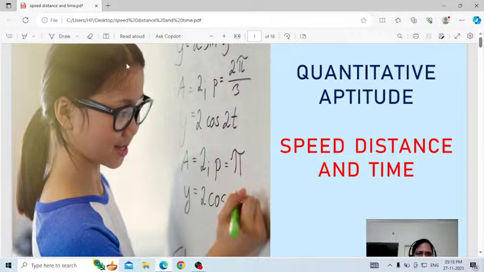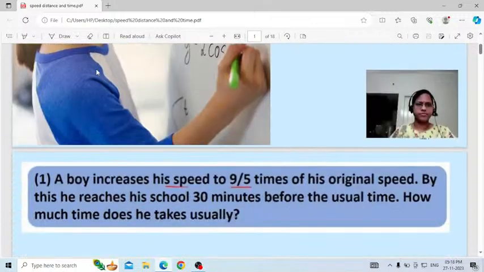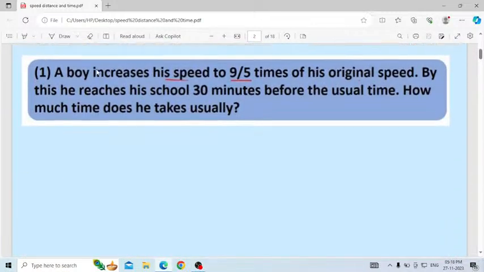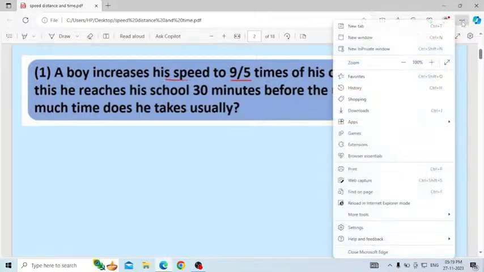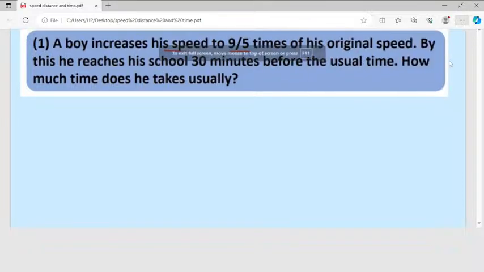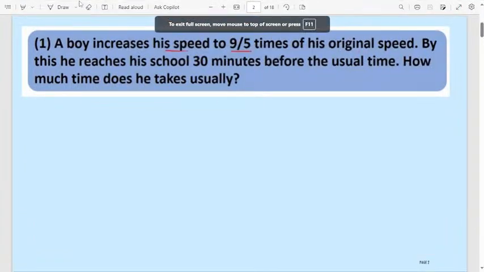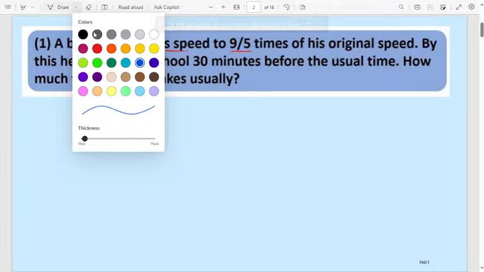Quantitative aptitude, and the topic is speed, distance and time. Let us move to the first question. I will zoom in, it will help you understand properly. Okay.